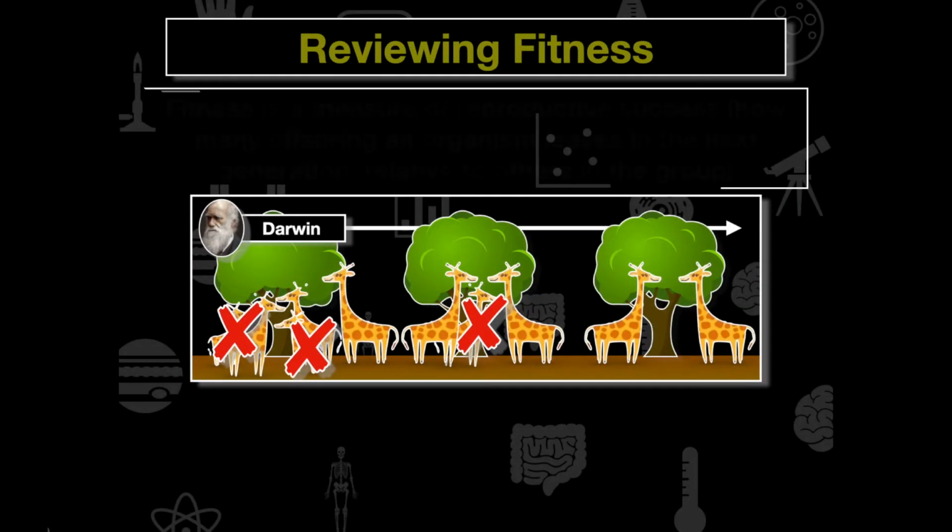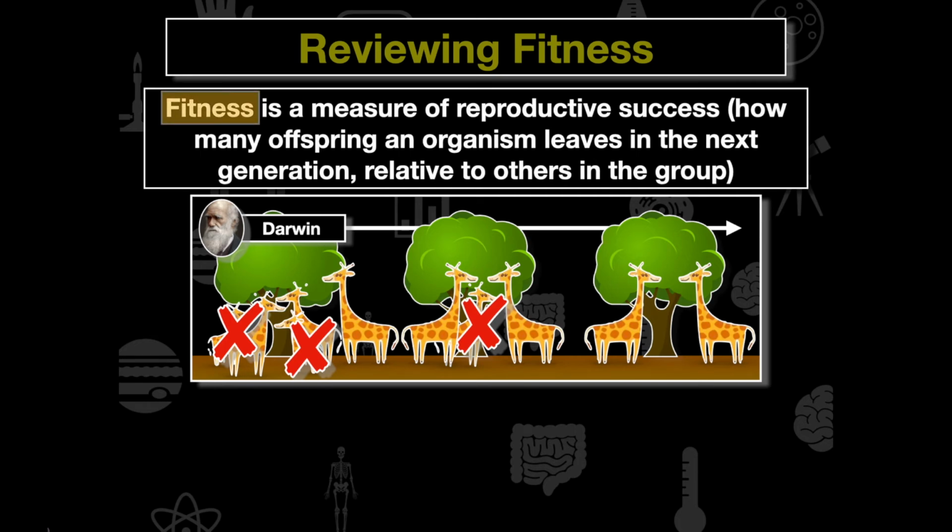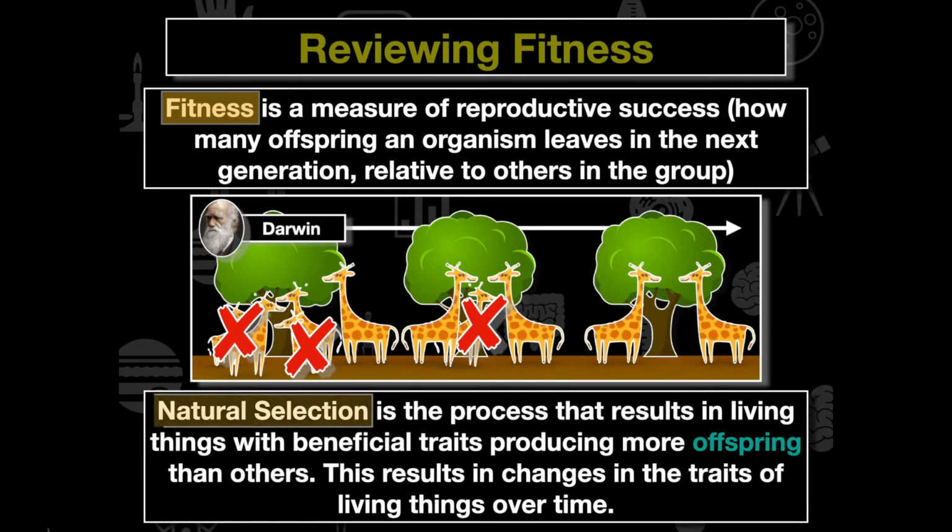So let's go through and review fitness to make sure we understand this concept here. Fitness is a measure of reproductive success, and it's going to be how many offspring an organism leaves in the next generation relative to others in the group. And this is going to fundamentally depend upon the process of natural selection. And natural selection is a process that results in living things with beneficial traits producing more offspring than others, and this results in changes in the traits of living things over time. We've gone through and talked about this a lot in this unit of evolution and population genetics.